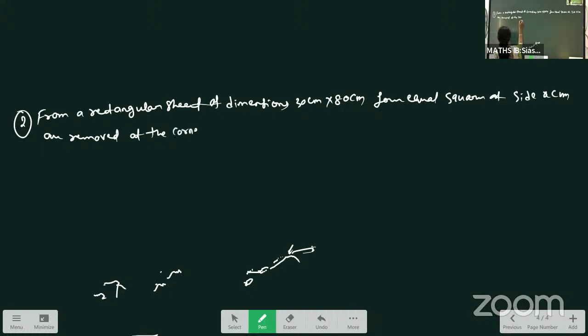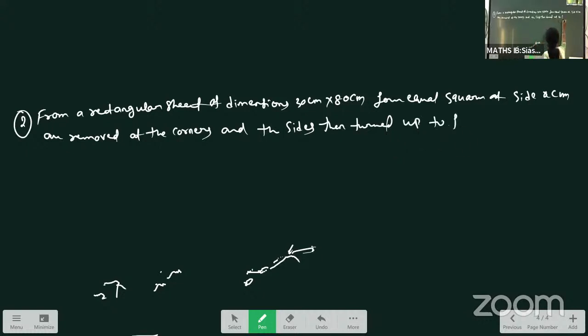And the sides are then turned up to form an open rectangular box. Find the value of x.